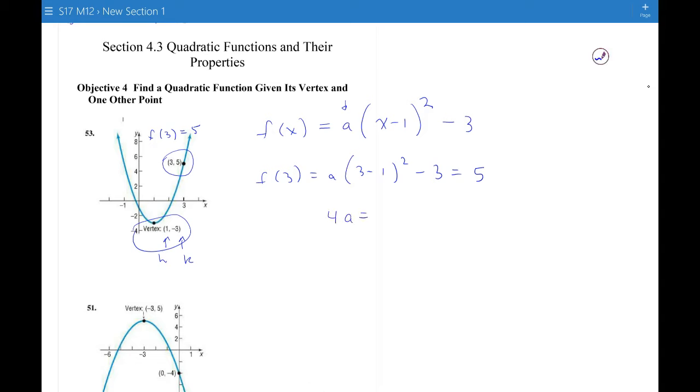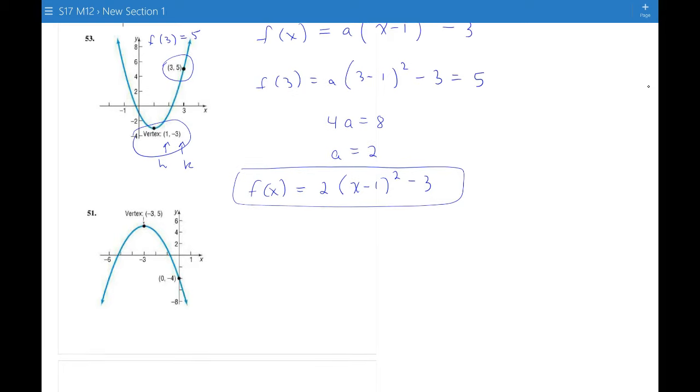So 4a has to equal 8, so a has to equal 2. So my equation is 2 times x minus 1 quantity squared minus 3. This is the equation of the quadratic function that draws that parabola. And you can check, because if you go over to the right 2 and up 1, 2, 3, 4, 5, 6, 7, 8, then if you go over to the left 2, you should also get up to the same point. So negative 1, 5 should also make your equation true. So you could check that and make sure that it works.